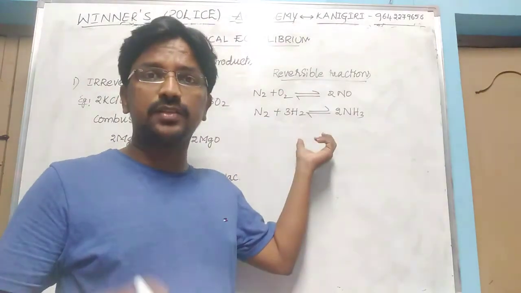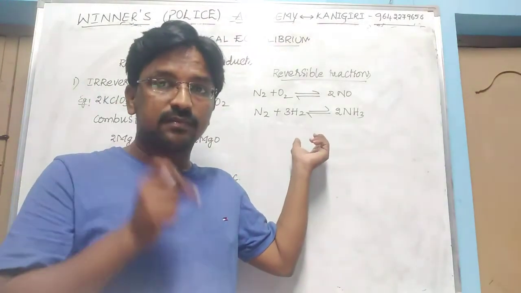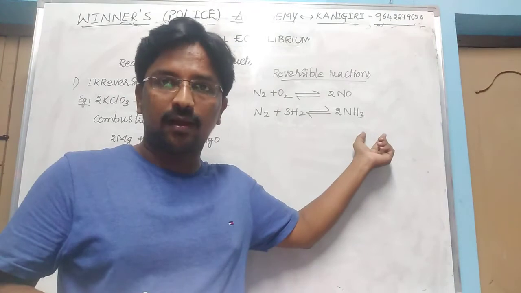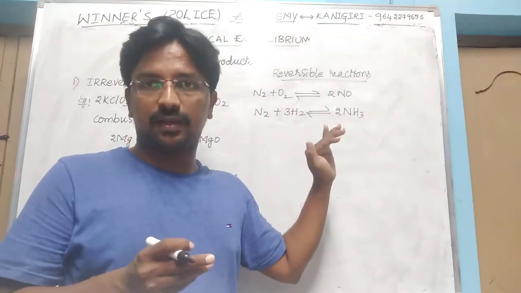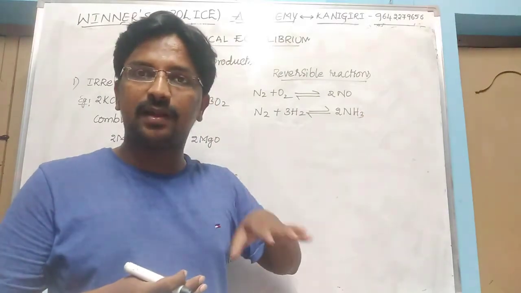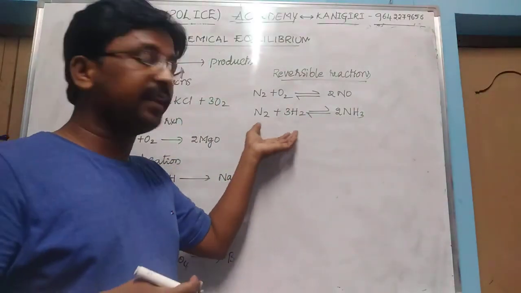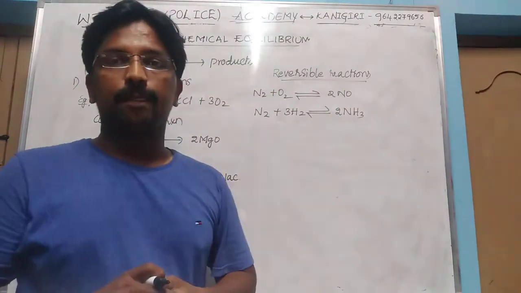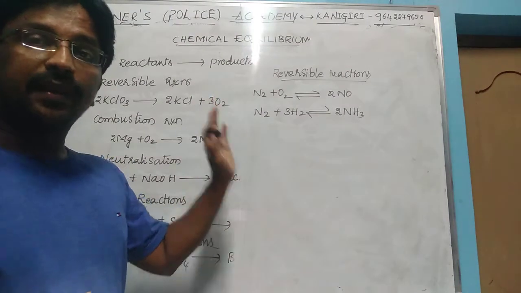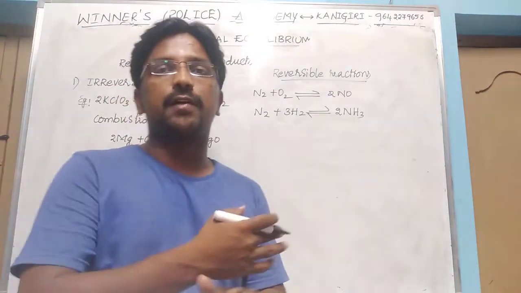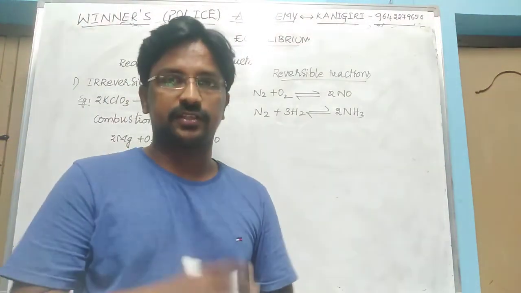Here nitrogen and hydrogen combine, they form ammonia, and ammonia, depending upon the reaction conditions, can be decomposed and give the nitrogen and hydrogen, right? So this type of reaction is also called a reversible reaction, carried out in both forward and backward directions.